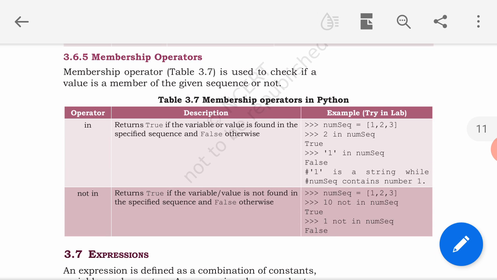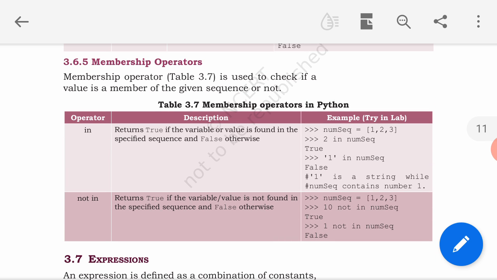Next, we have membership operators. A membership operator is used to check if a value is a member of the given sequence or not. The in operator and the not in operator are the two membership operators which can be used in Python. In returns true if the variable is in a specific sequence. If the variable value is found in a particular sequence, then it will give you true, otherwise false.